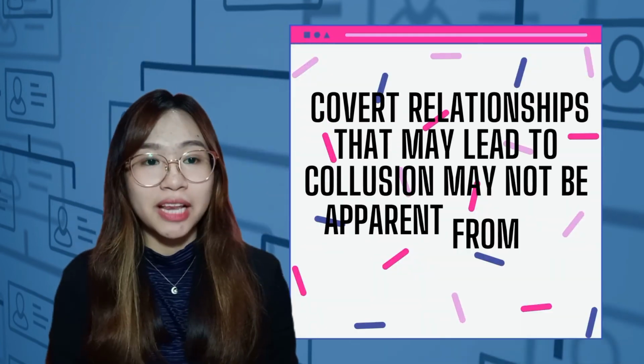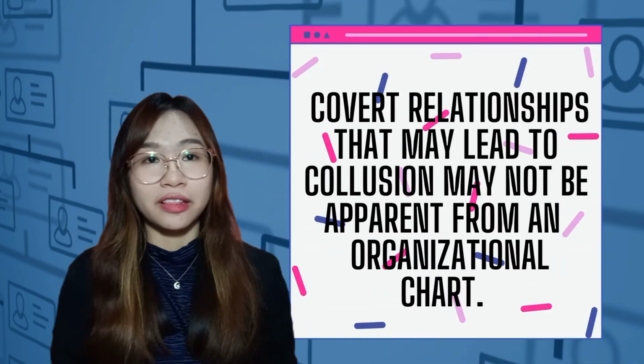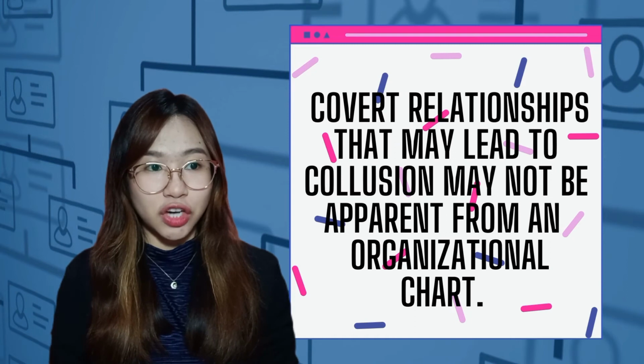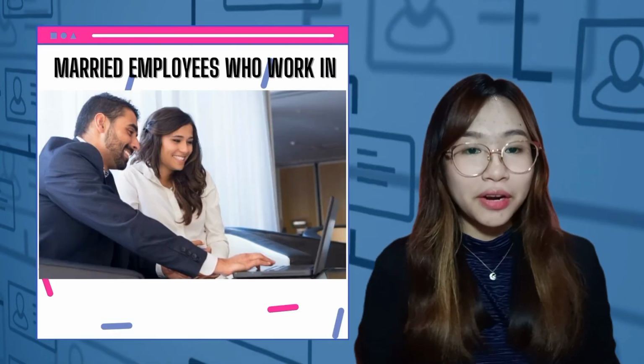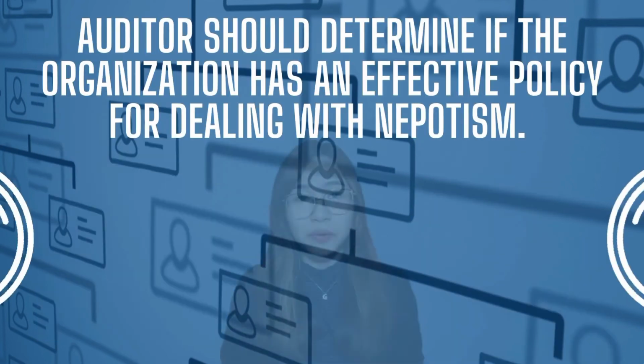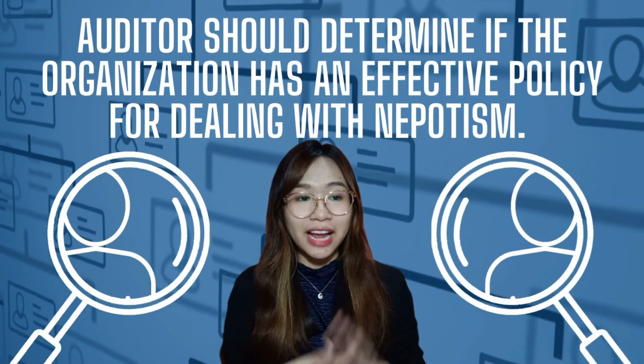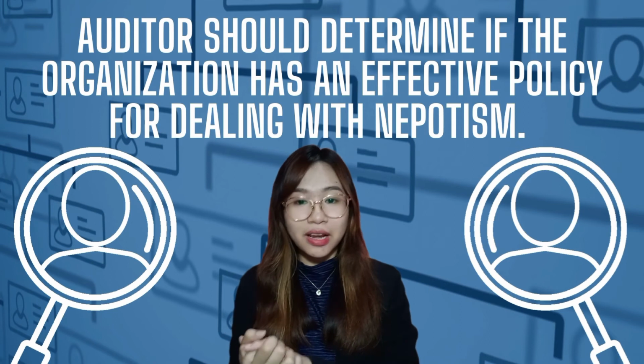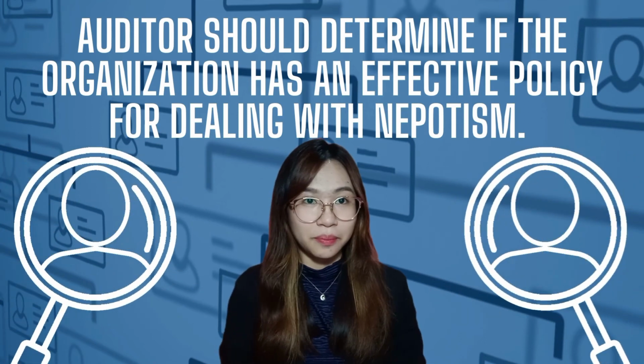Covert relationships that may lead to collusion may not be apparent from an organizational chart. For example, married employees who work in incompatible areas may go unnoticed, so the auditor should determine whether the organization has an effective policy for dealing with nepotism.